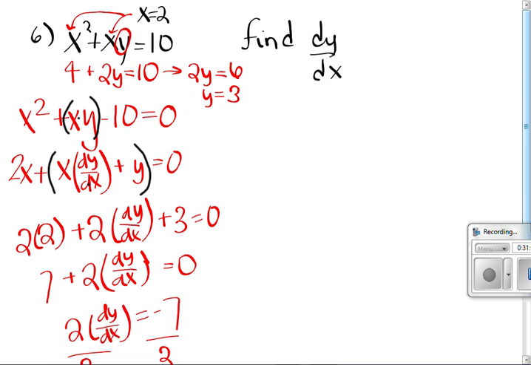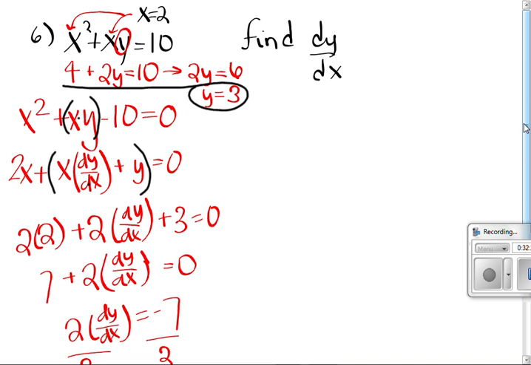And then everybody says, well, how do you know what y is? Well, you do know what y is. Because once I know what x is, 2, I can solve this equation and get y equals 3. And then you put it in and you solve for dy dx. Because x is 2, so it's 4 plus 2 times y equals 10. So subtract 4 from both sides, so 2y equals 6, y equals 3.